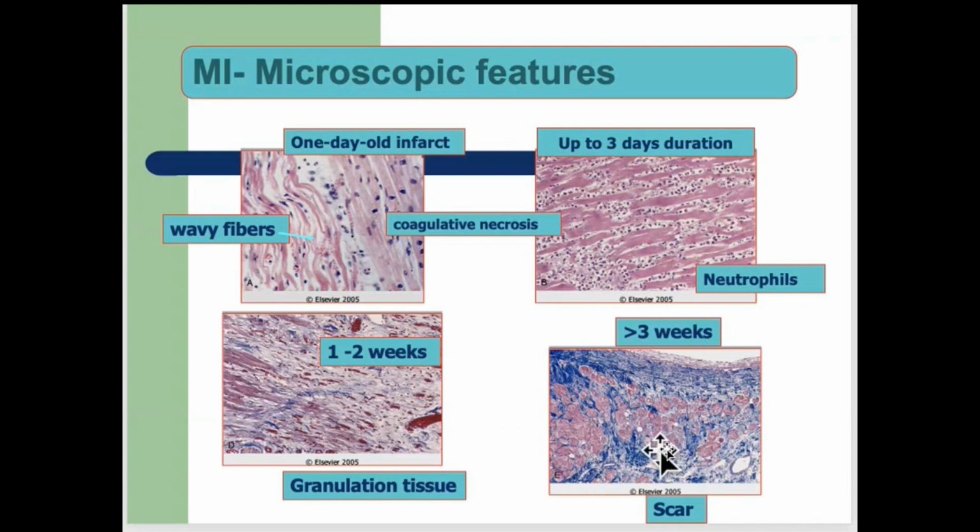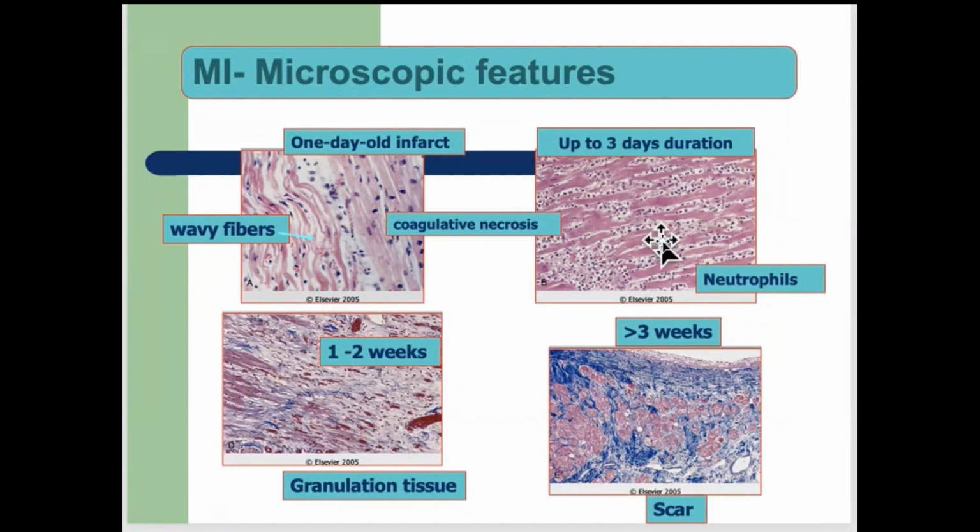Now a complete scar has come and only very little pink tissue is left. These are the pink fibers of the muscle. Most of the dead cells are replaced by the collagen, which you can see is blue in color, and we call it scar tissue. So the microscopic features: on day 1, there's only some waviness, irregularity of the fibers. Nuclei you can still see, but no inflammation after 1 day. After 2-3 days, you see inflammatory cells coming. In the beginning, neutrophils come, and after 4 or 5 days, macrophages also come.